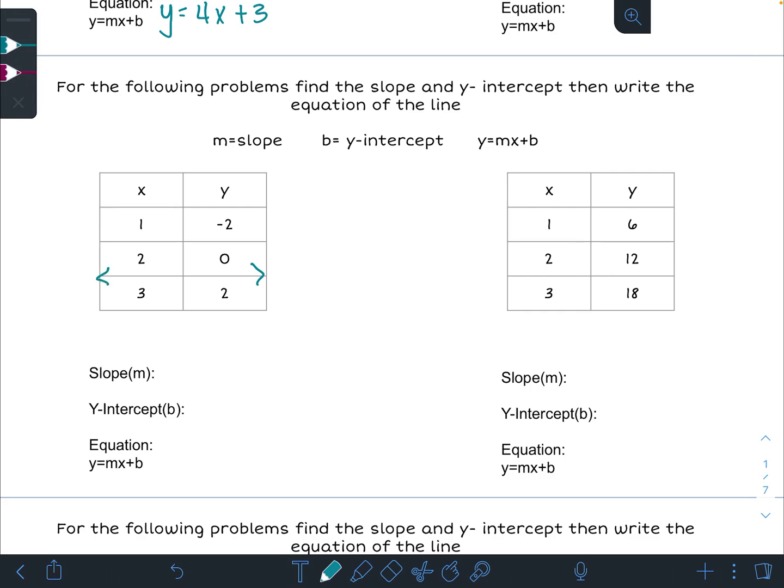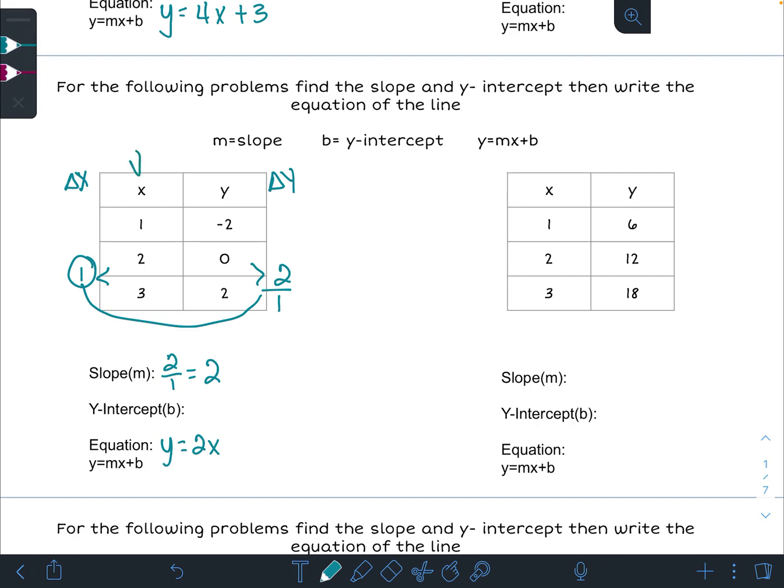If I go to find my slope here, so my change in y, and here's my change in x. To go from 0 to 2, I'm changing by 2. To go from 2 to 3, I'm changing by 1. And I can just put that underneath there. So I get that my slope is 2 over 1, which simplifies down to 2. I know my equation is then starting out as y equals 2x. And I'm either going to need to add something or subtract something to find what my y-intercept is.